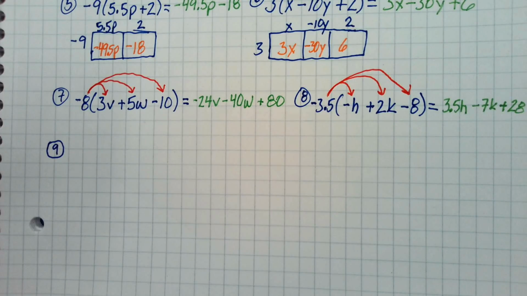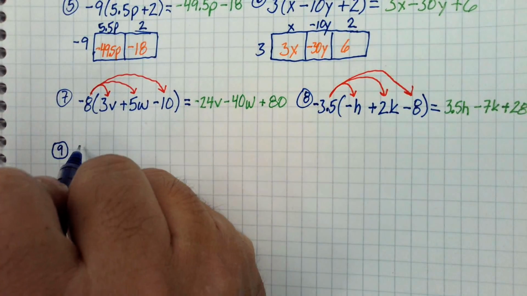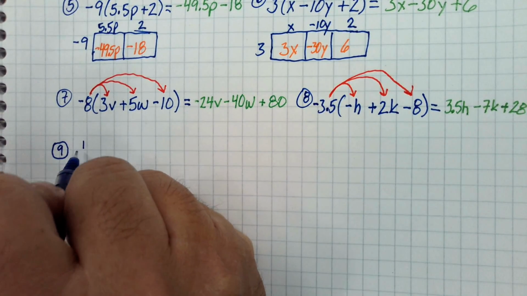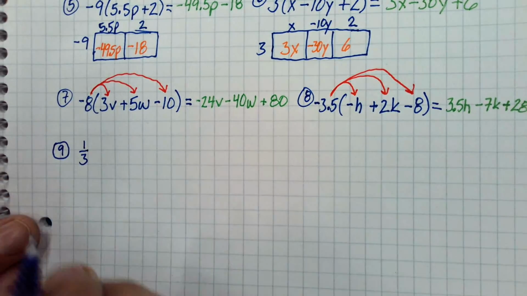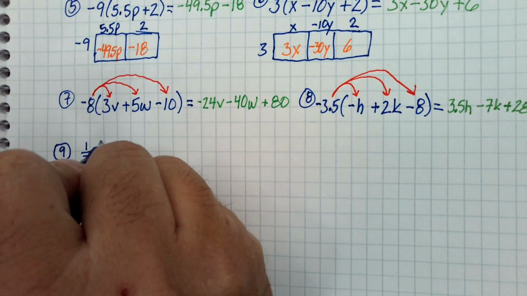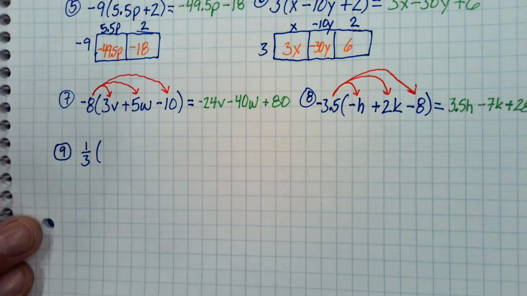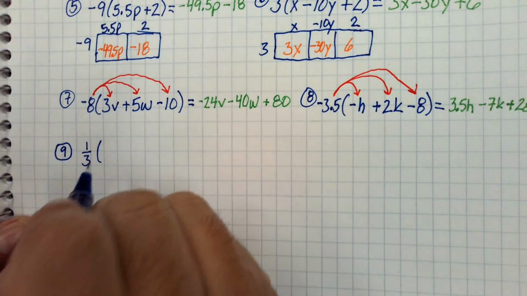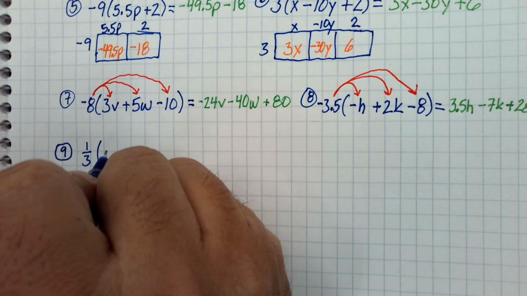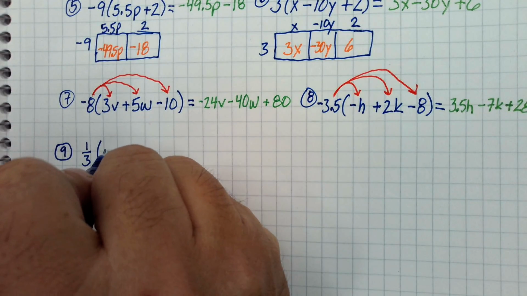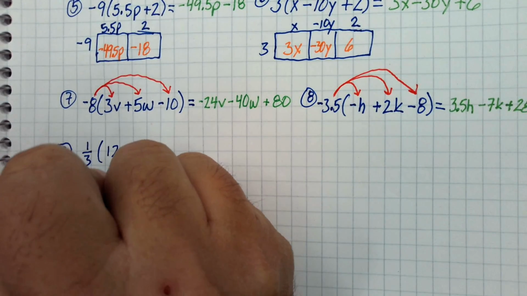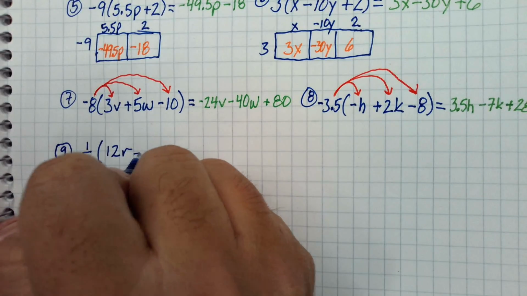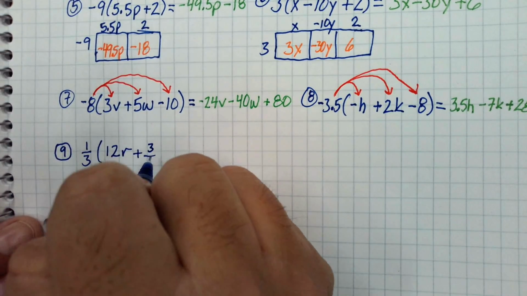So we're going to continue distributing. Let's do this one. 1/3 times the quantity. Whenever you hear me say times the quantity, it's an indication we're going to distribute because that means parentheses. 1/3 times the quantity, 12R plus 3/4.